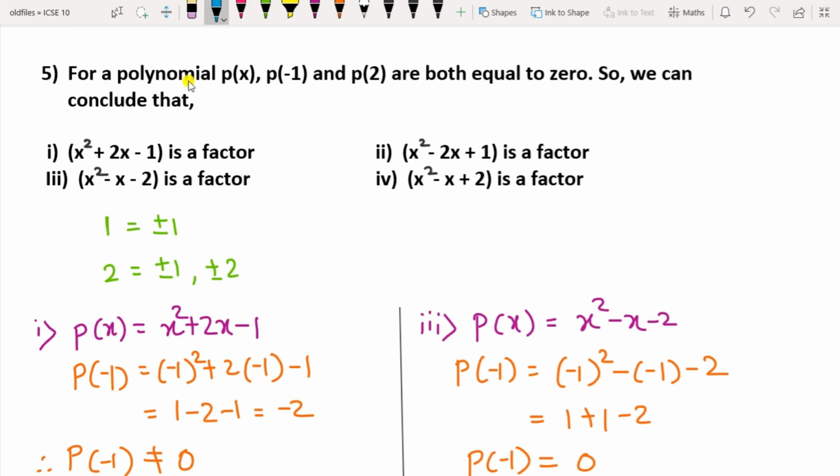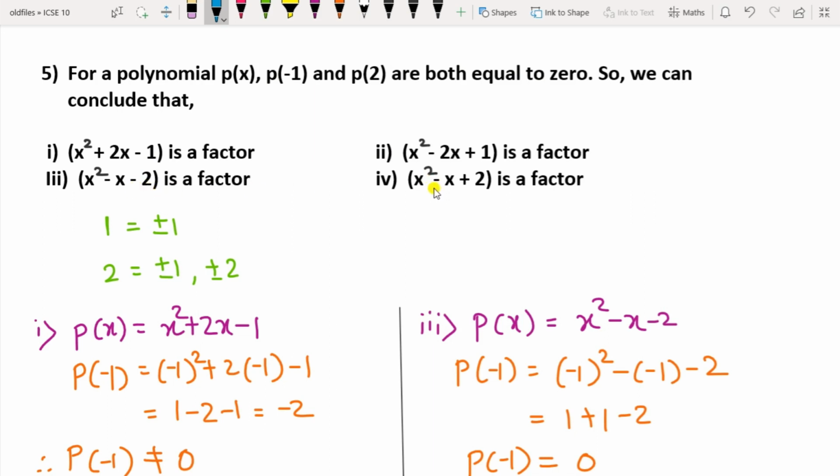Question 5 here. For a polynomial p(x), p(minus 1) and p(2) are both equal to 0. So we can conclude that either of these is a factor. Now here we can see the given factors have constant terms 1 and 2. So the factors of 1 are plus minus 1, and the factors of 2 are plus minus 1 and plus minus 2, right? So now you have minus 1 and minus 2 equal to 0. So 1 cannot be the factor here. So you have to consider the option which has 2 as a constant term.